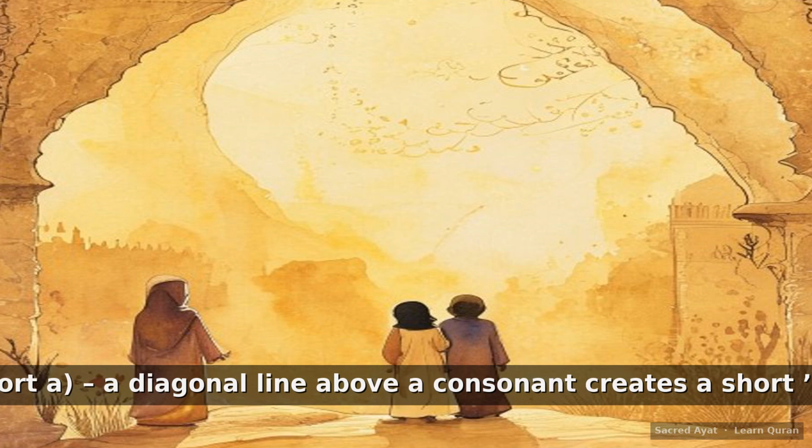The same shape works with any consonant. Ta is Ta, Ka is Ka, and so forth. This vowel is the most frequent in Arabic. It appears in many everyday words. It does not change the consonant's shape, but it changes the sound entirely.